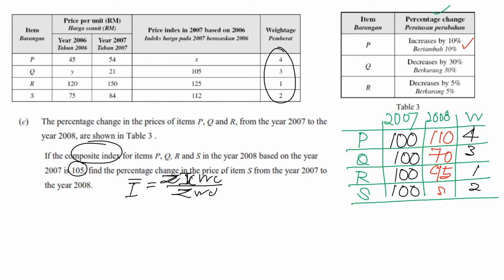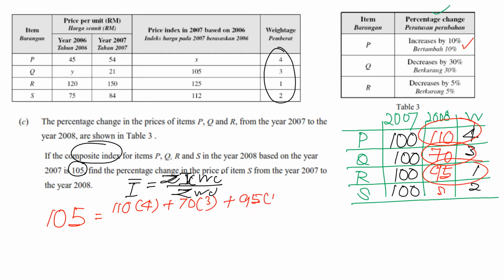I hope that you have memorized this, or you already understand how to use this formula. Okay, now what am I going to do? I'm going to sub in: 105 will be equal to 110 multiplied by 4, the first group, plus the second group, 70 times 3, plus the third group, 95 times 1, plus the fourth group, which is my S times 2.